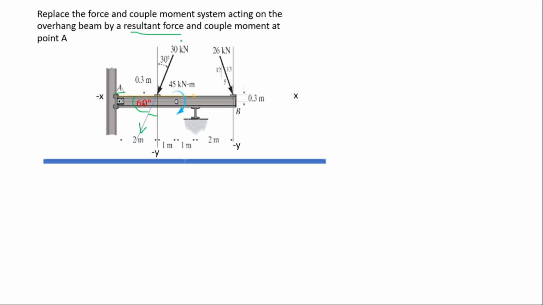So when resolving this force in the x component, since x is in the negative direction, you're going to get negative 30 kilonewton cos 60, which will give us negative 15 kilonewton. So that is the Fx for this force. When we resolve it in the y component, since the y component is also negative, you're going to have negative 30 kilonewton sin 60, which will give you negative 25.980 kilonewton. So we've resolved this force in the x and y components.